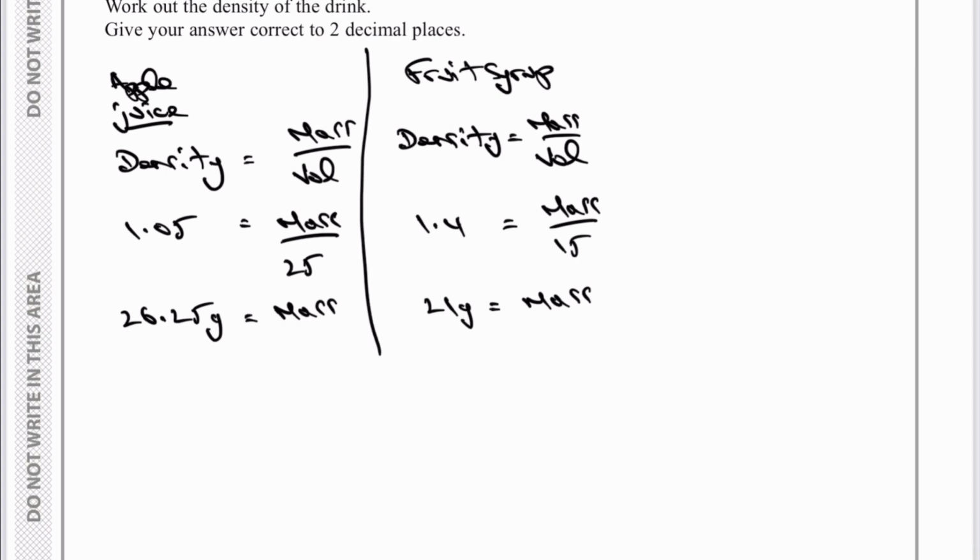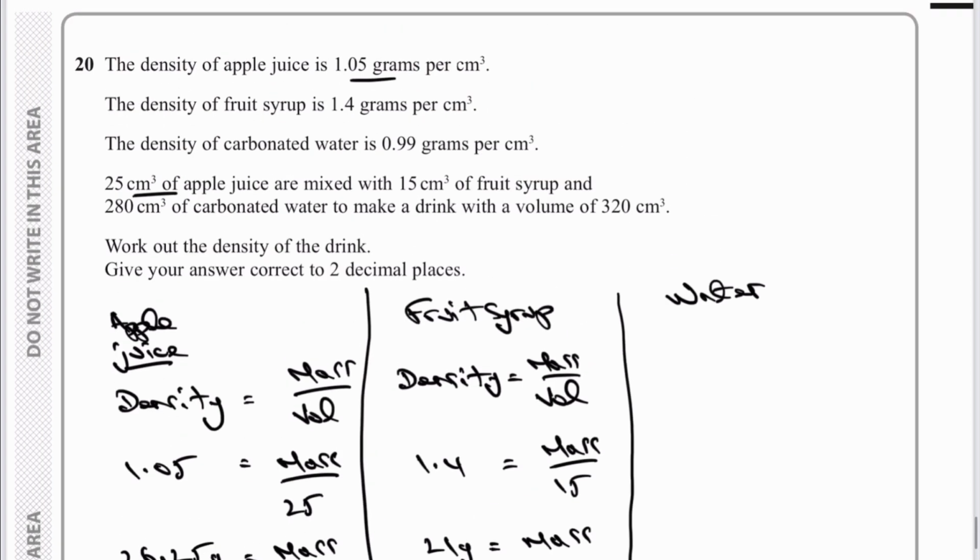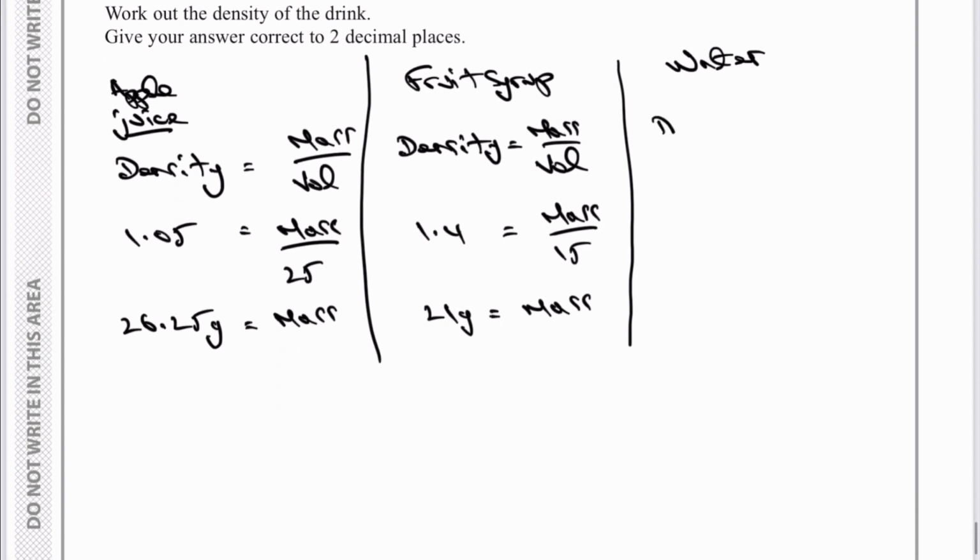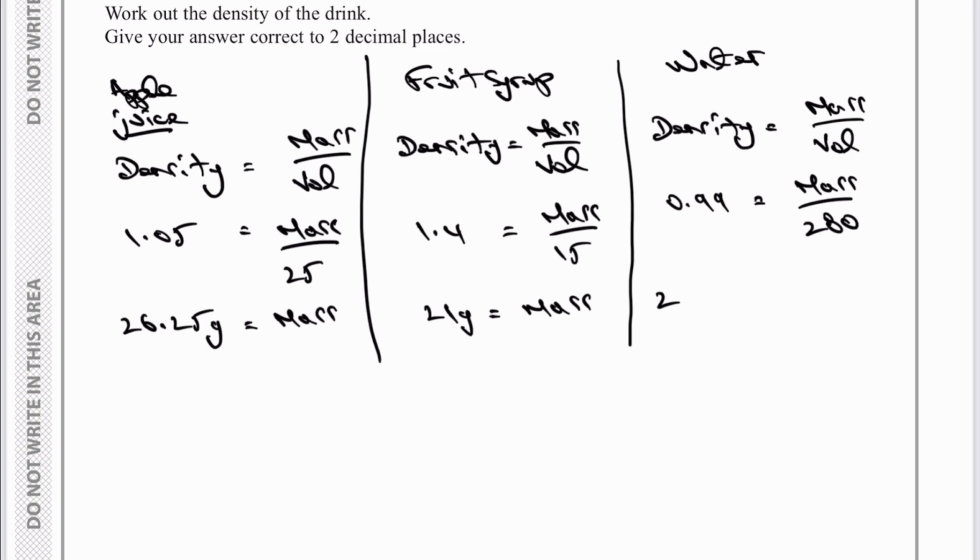So I've got two things there, and then the final thing I'm going to do is exactly the same for water, and all of this information is in here. The water density is 0.99, and the volume of water is 280 centimeters cubed. We've got density equals mass divided by volume, and therefore 0.99 equals mass divided by 280. Cross multiplied by 280, I know that it's 277.2 grams mass of water.